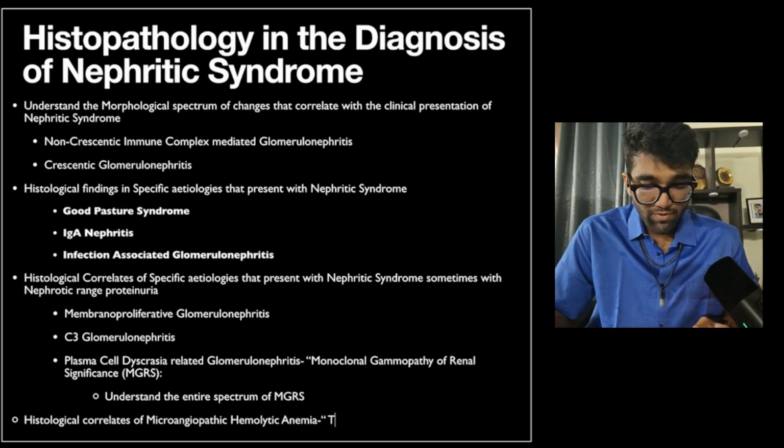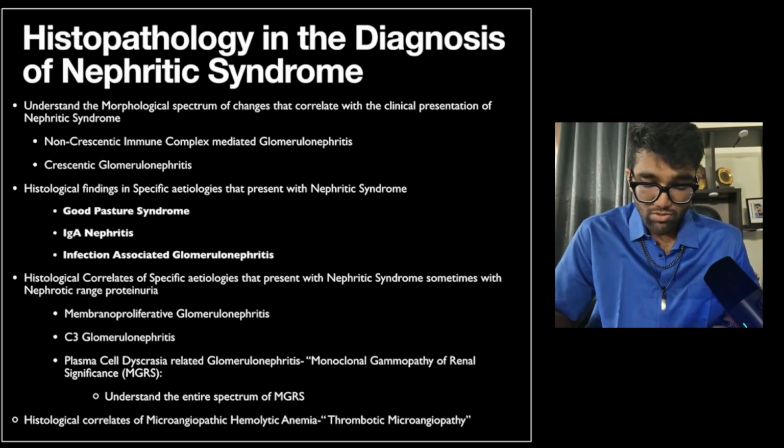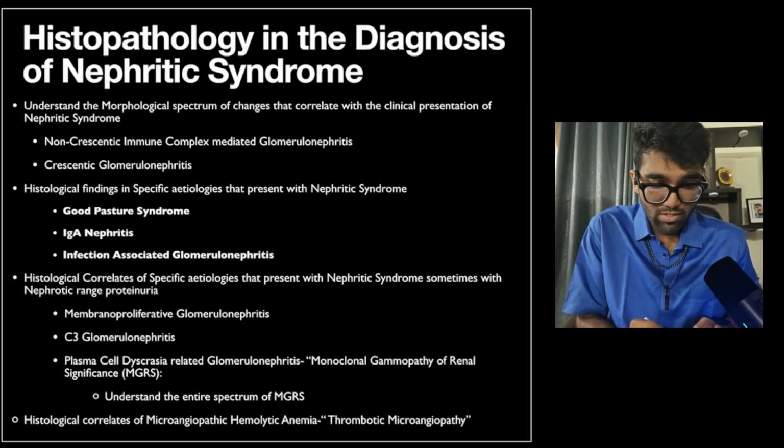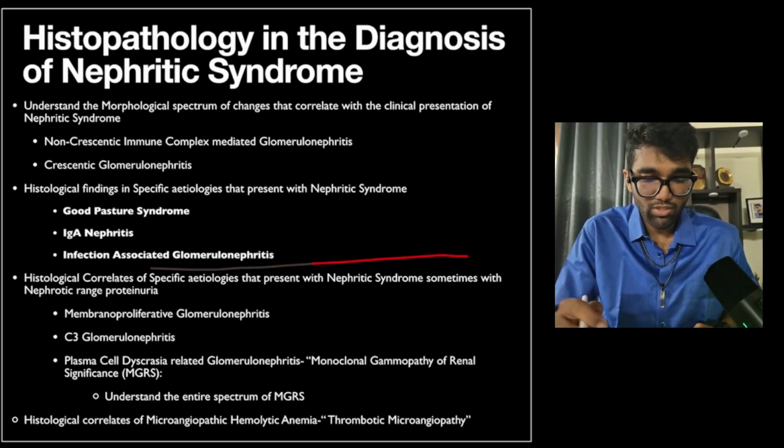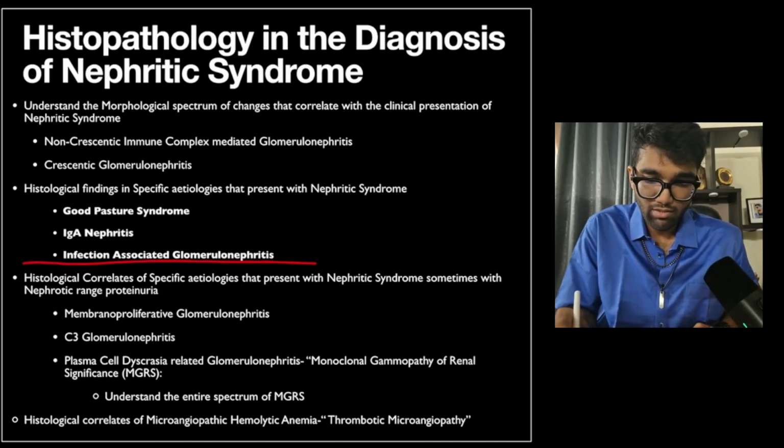Then we'll finally end with histological correlates of microangiopathic hemolytic anemias. That is, we'll talk about thrombotic microangiopathies. So this discussion will end here. In the next discussion in this series, I'll be talking about the entities below this.